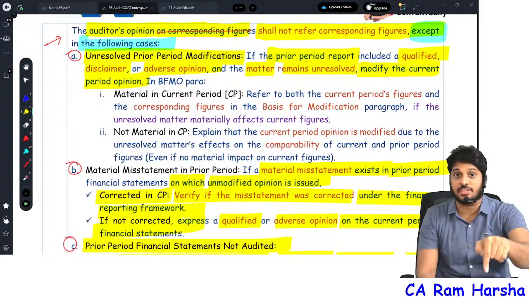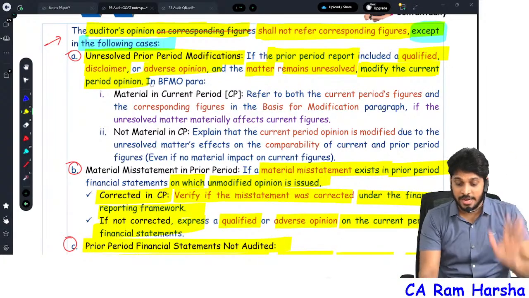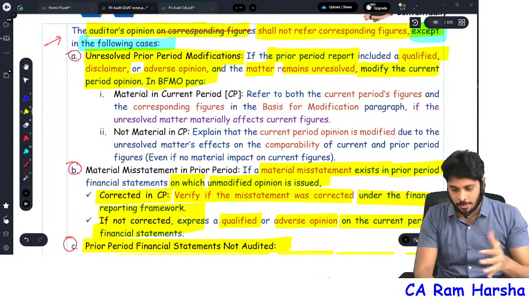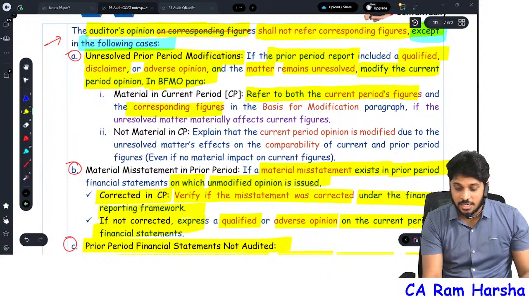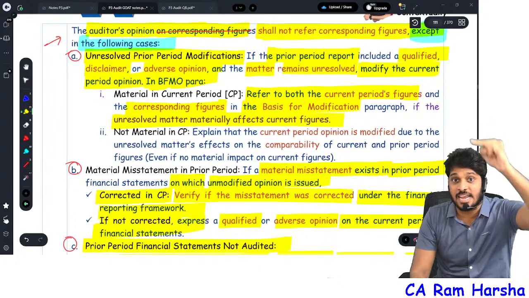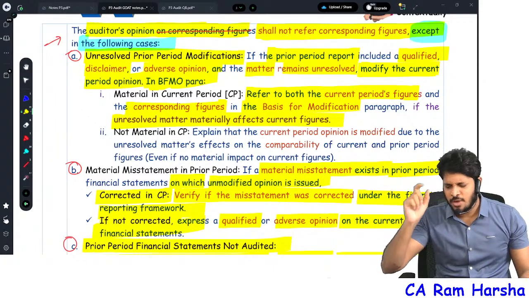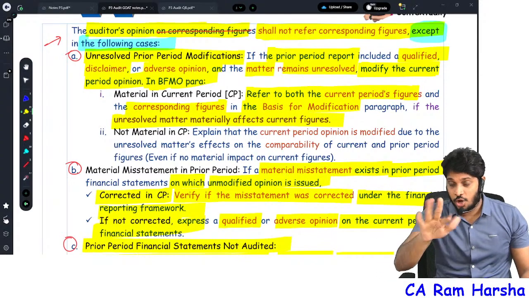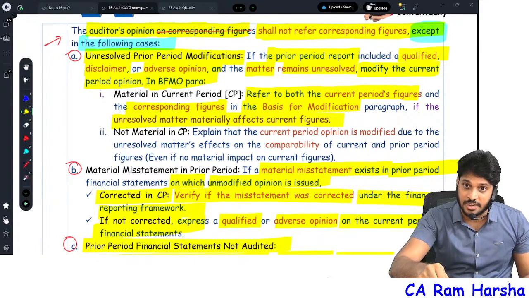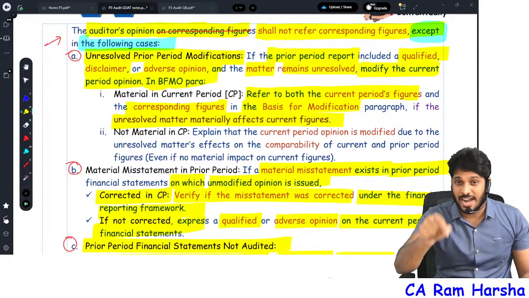The current auditor shall modify the opinion if the previous audit report contains a modified opinion and the matter remained unresolved. Provide in the basis for modified opinion paragraph a reference to both the current period figure and corresponding figures, if the unresolved matter materially affects the current period figure. If last year it was materially affecting, the same is carried forward and not yet resolved, and in the current year also it is materially affecting, modify the current period financial statements in the basis for qualified or adverse opinion.